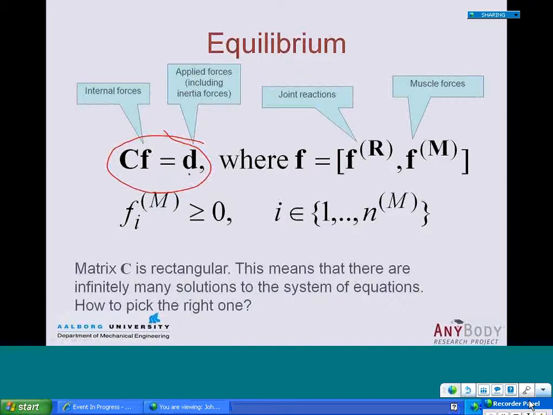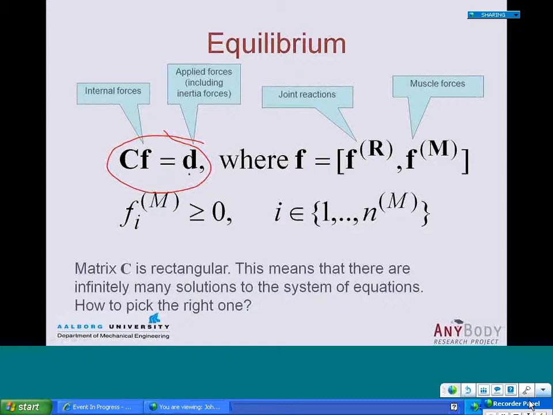That might be ground reaction forces, if you know what they are. That might be gravity, or it might be inertia forces from the accelerations of the different elements that are in the model. Now, my point is that when you try to set up a system of equations for a redundant system like this, then you end up having more unknowns in the F vector than you have equations in the system. And so when you have a system of equations where you have more unknowns than you have equations, and it's a linear system, it usually means that you have infinitely many solutions to the system of equations.